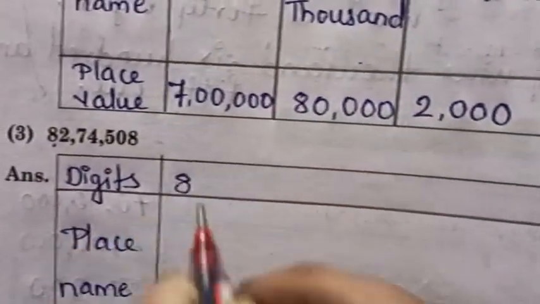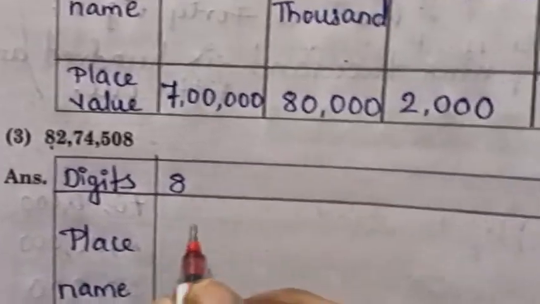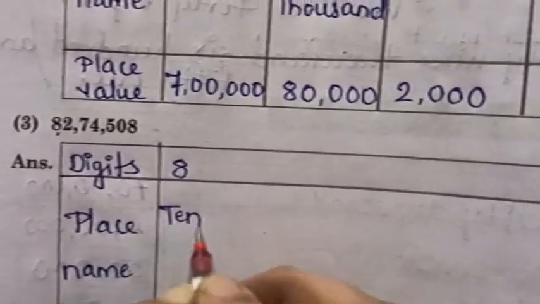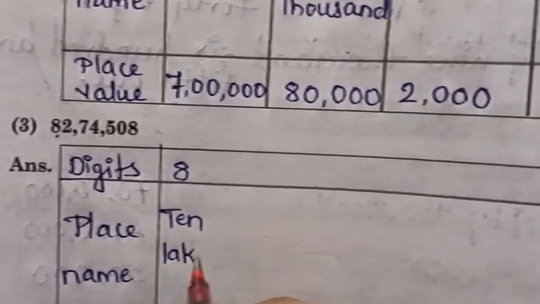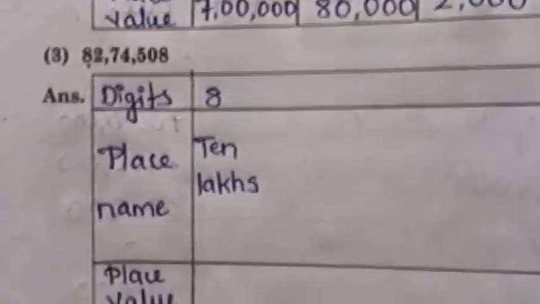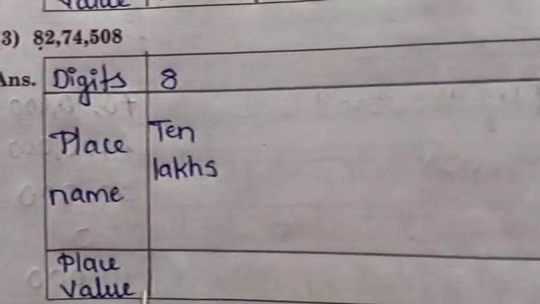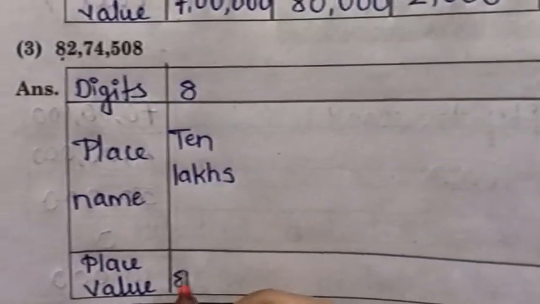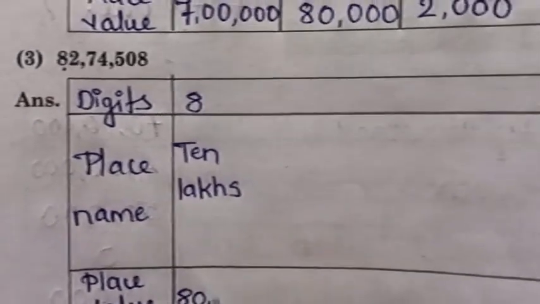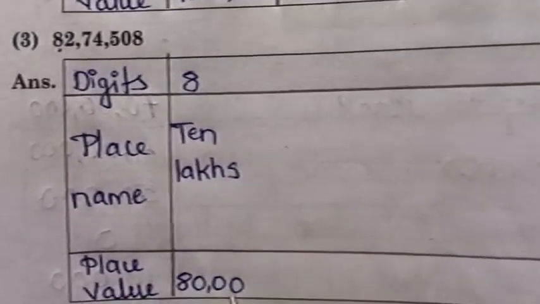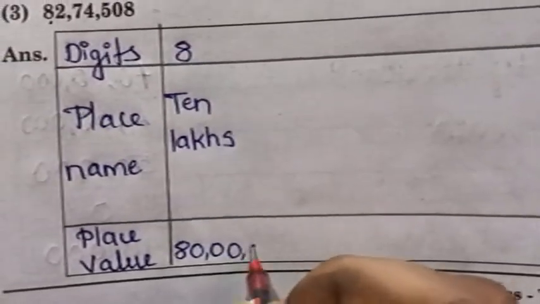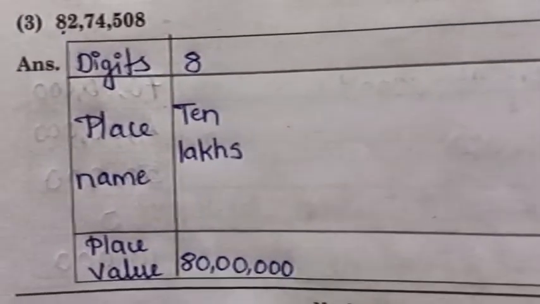So here the first digit is 8, so here you will write 8. Now 8 is at which place? It's at 10 lakhs. Which place? 10 lakhs. And its value is what? 8 at the 10 lakhs place, then 0 at lakhs, 10,000, 1,000, 100, tens and units. Clear?